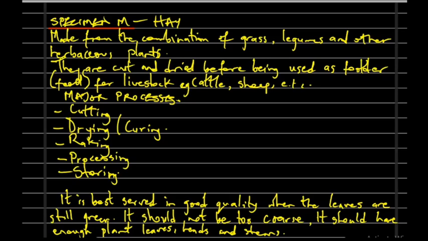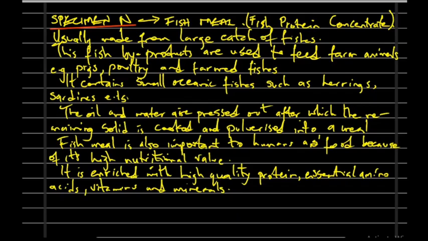And then we have our next specimen, which happens to be the last specimen, specimen N, the fish meal. Specimen N is the fish meal. It could also be called fish protein concentrate. They are usually made from large catches of fishes. These fish byproducts are used to feed farm animals, for example pigs, poultry, and also some farmed fishes. They contain small oceanic fishes such as herrings, sardines and the rest. The oil and the water are pressed out, after which the remaining solid is cooked and pulverized into a meal.